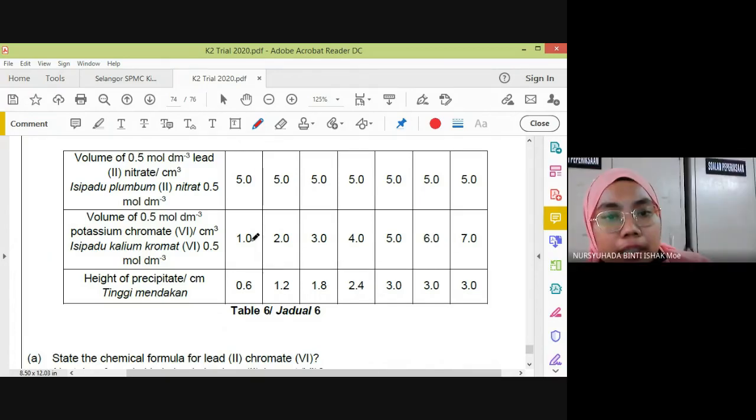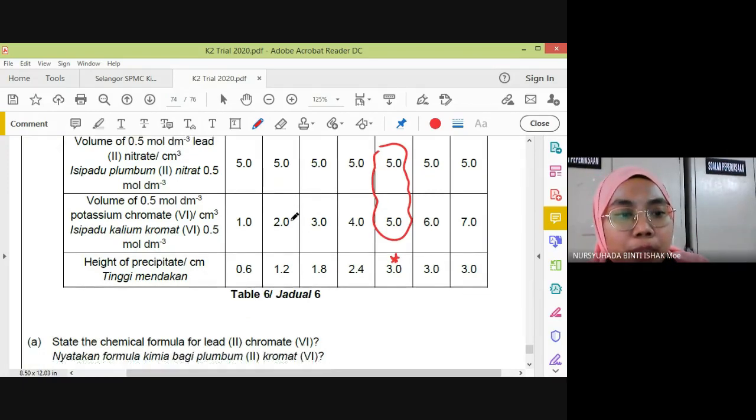5.0. Okay, bila ketinggian precipitate tu dah constant iaitu 3 cm, so inilah yang reaction complete, bila kita pakai 5 cm cube of lead(II) nitrate and 5 cm cube of potassium chromate.